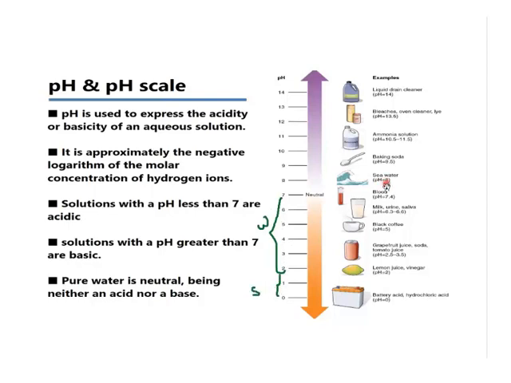Sea water pH is 8, so it is a basic type. Baking soda pH is 9.5 and liquid cleaner pH is 14. And look at our blood, what is the pH value of blood? 7.4. Is it acidic or basic? Yes, sir, neutral. Not neutral. 7.4 is greater than 7.